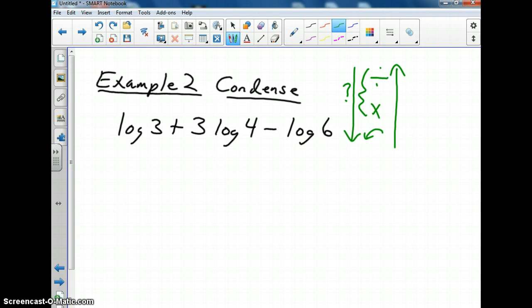Okay, all right, so the first thing you do when you condense is to backswing powers. Do you see any powers to backswing? The 3, very good. Okay, well, here's what I'm going to do. I'm going to backswing this to here, right? So I'm going to write down log 3 plus log 4 to the 3rd power, minus log 6. Okay, so that's the first step.